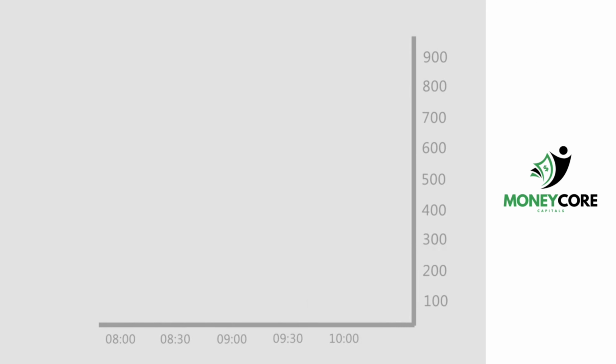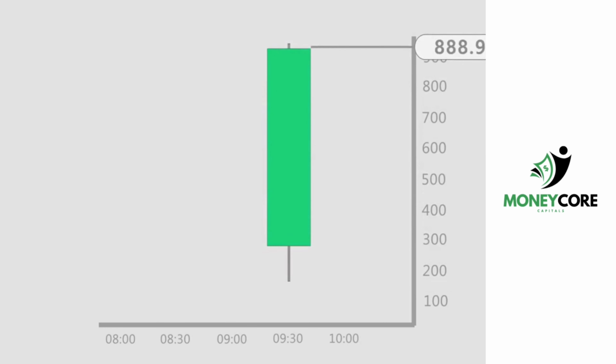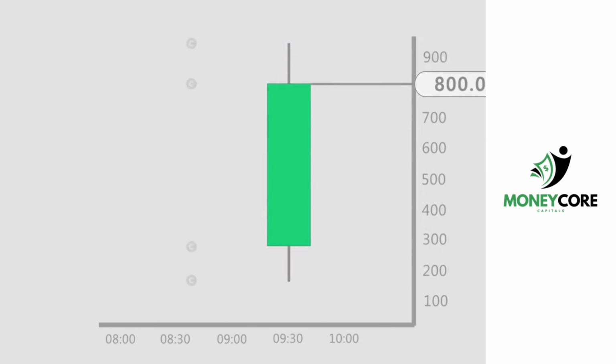So as you are seeing on the video, a candle opened at 9:30 a.m. Just with the open, we don't know whether it's going to be bullish or bearish. The only thing we know is the open price, right? Now let's wait for that 5-minute candle to close. Yes, it closed at 800, which is above the opening price. The opening price was 300.